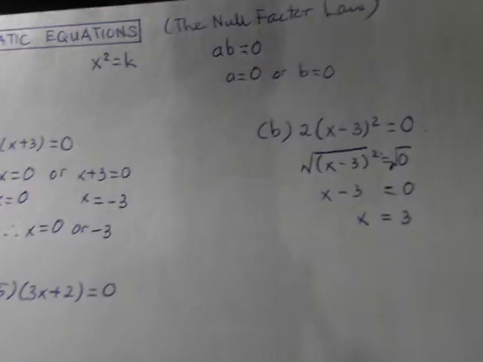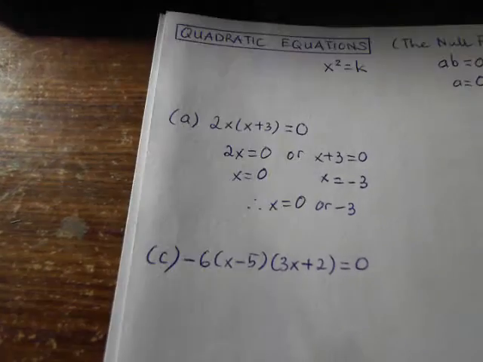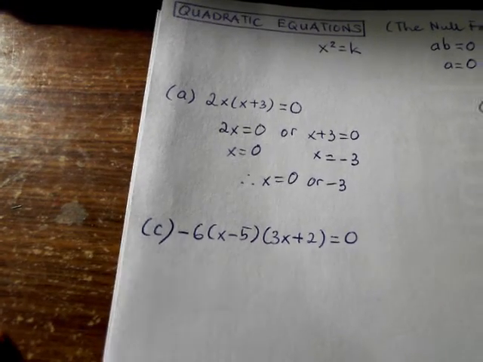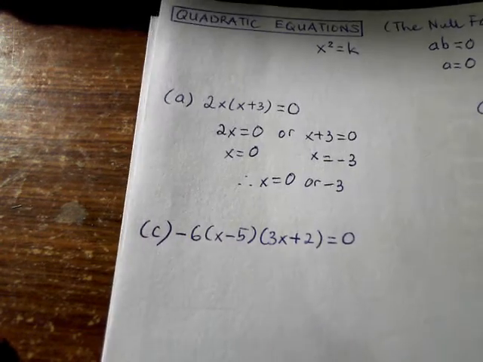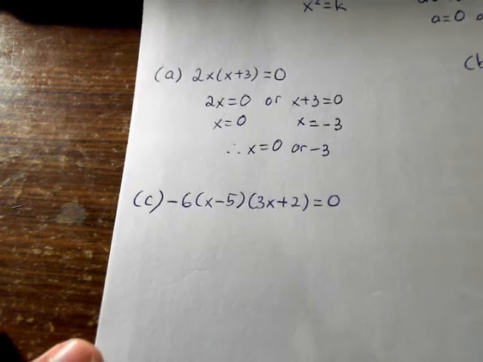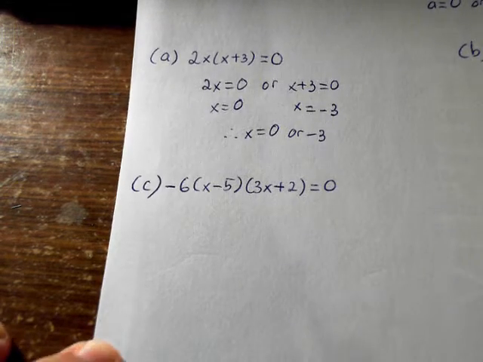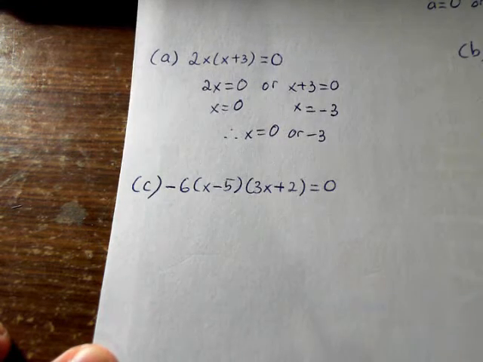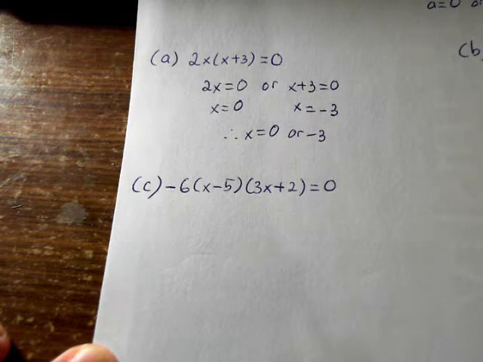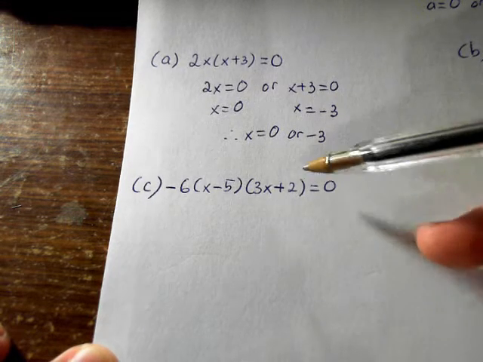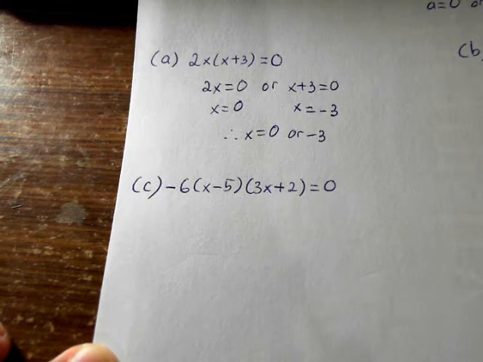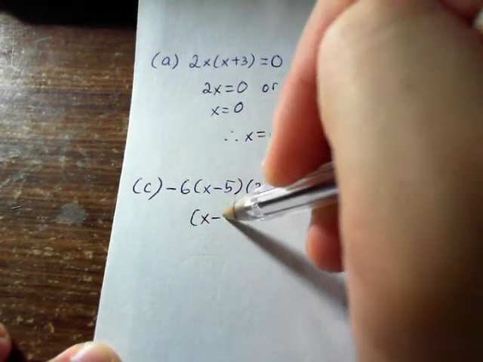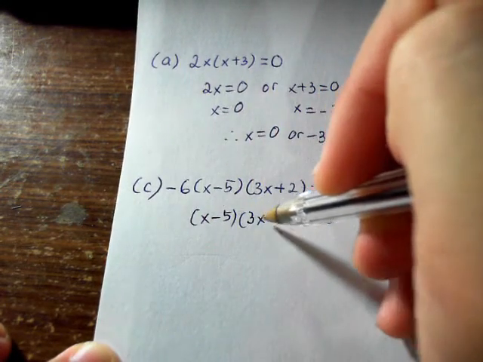The final example that we have here would be minus 6 multiplied by (x minus 5), and also multiplied by (3x plus 2). In order to solve this, we will do the usual, like what we have done in part B. When we see a minus 6 over here, we want to divide the entire expression by minus 6, so when we move it to the other side, 0 divided by minus 6 will still give you a 0, and you're left with x minus 5 and also 3x plus 2.